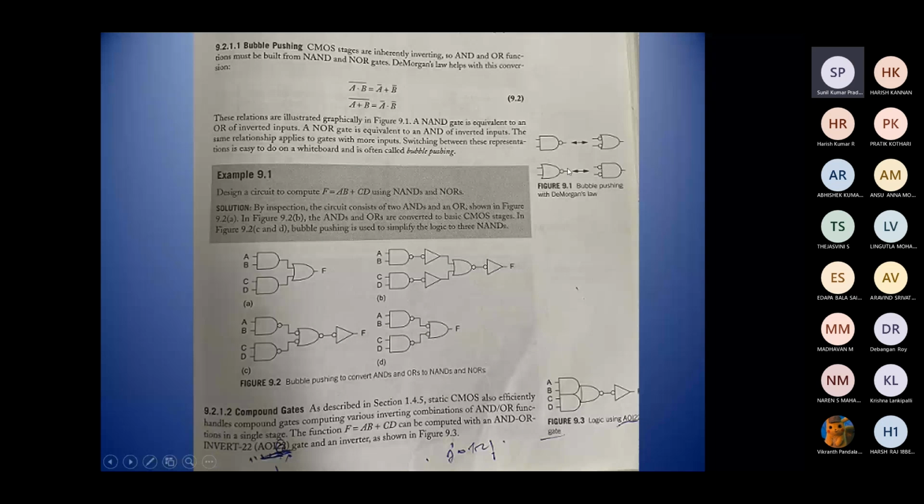So at the end, we can conclude that this NAND gate is actually a conversion. Okay. So the same relationship applies to gates with more inputs. The switching between these representations is easy to do, and this is also called bubble pushing. Okay. So bubble pushing is very important.